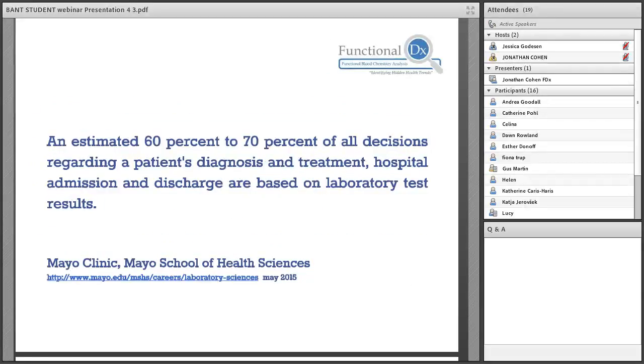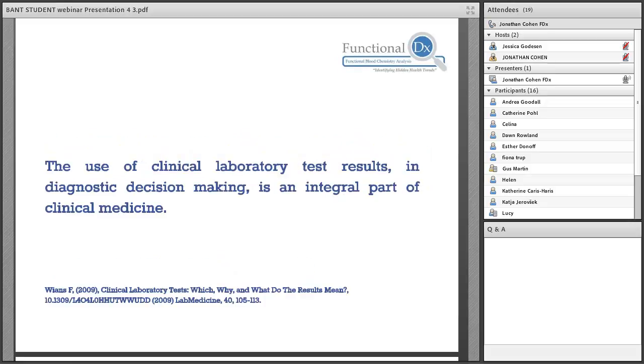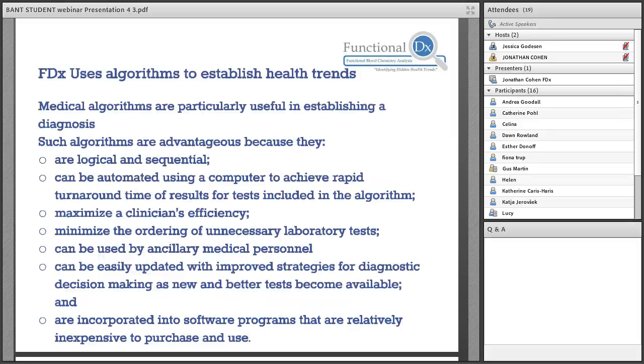An estimated 60 to 70% of all decisions regarding a patient's diagnosis, treatment, hospital admission, discharge are based on laboratory test results, according to the Mayo Clinic. The use of clinical laboratory test results in diagnostic decision making is an integral part of clinical medicine, according to Wyans in the clinical laboratory test reports. And in this report, he talks about algorithms.